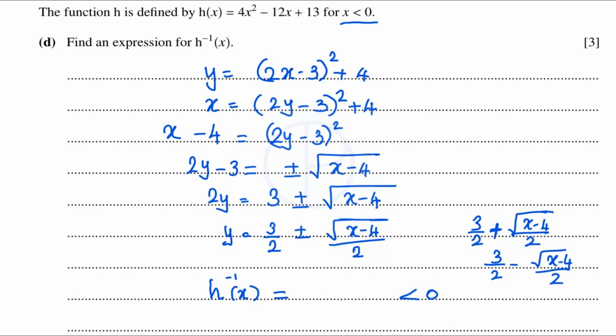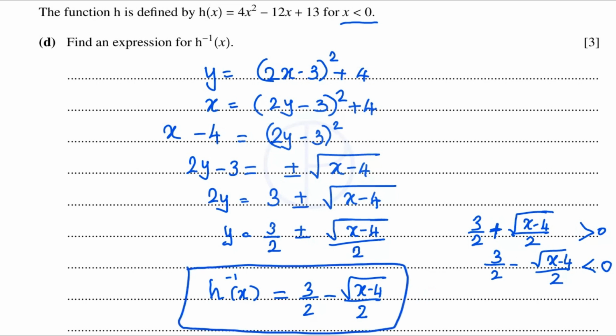Okay. So when you consider the first solution, 3 over 2 plus square root of (x minus 4) divided by 2, it contains 3 over 2 plus some value. So it will always be greater than 3 over 2. That means it is always greater than 0. And what about this? This will be less than 0. Okay, so h inverse of x will be 3 over 2 minus square root of (x minus 4) divided by 2. This is the h inverse of x.